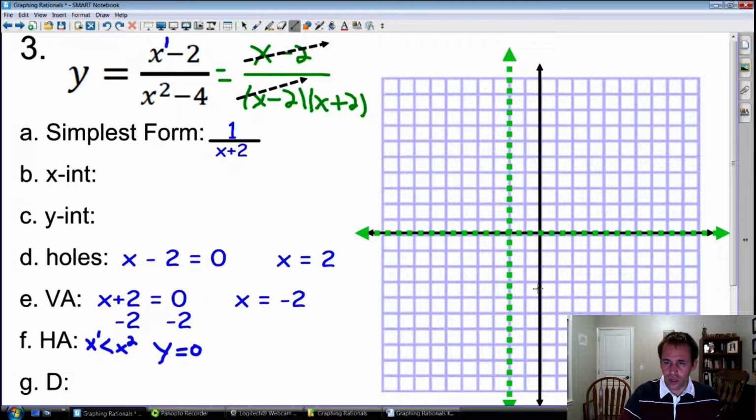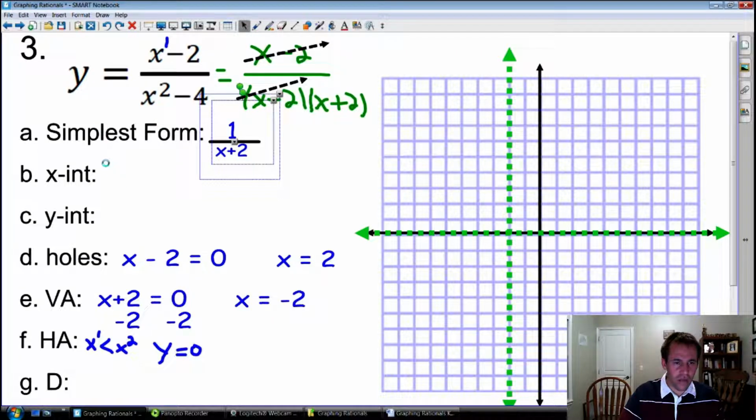But we're still not sure. We need to graph it first, and then we can put that in there. Okay, so now we need our x-intercept and our y-intercept. Excellent. So for our x-intercept, what we want to do there is take the simplest form and set it equal to 0, right? Set it equal to 0.